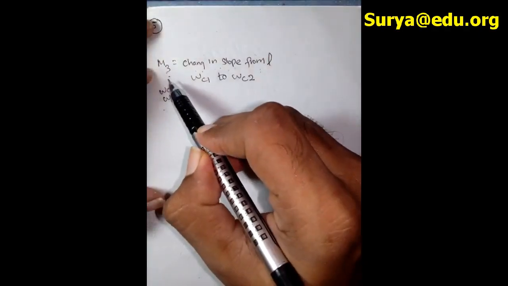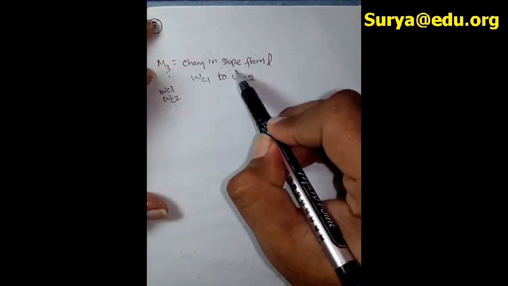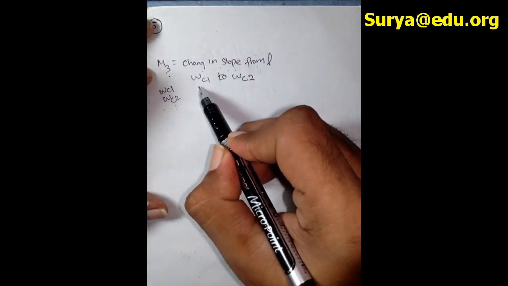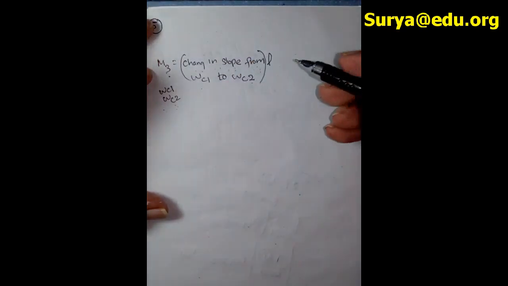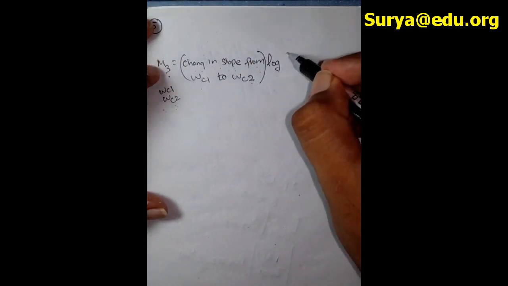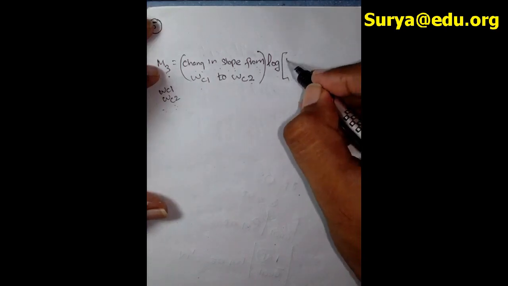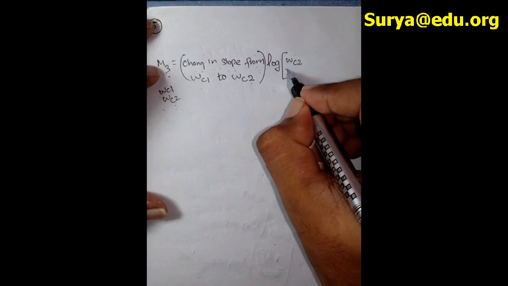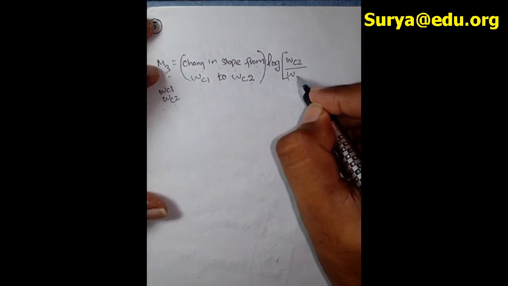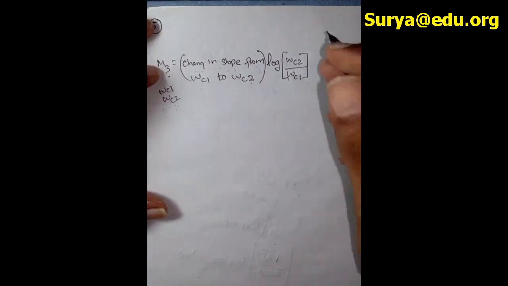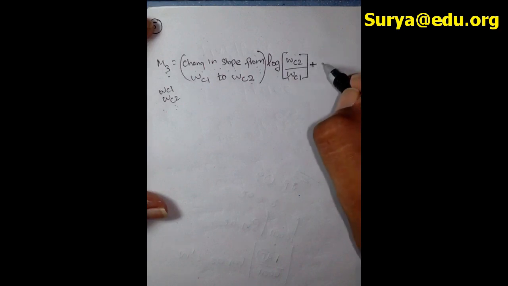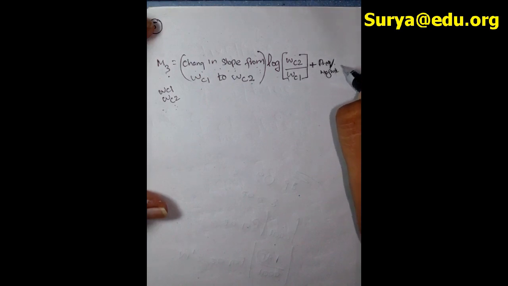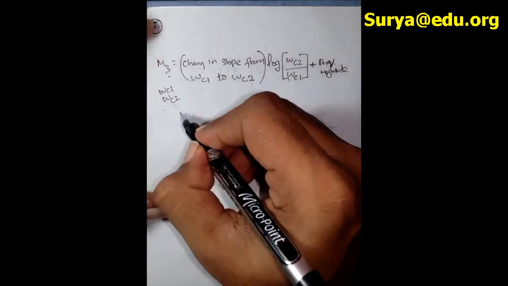So the magnitude M3 equals the change in slope from omega c1 to omega c2 times log of the current frequency, which is omega c2, divided by the previous frequency omega c1, plus the previous magnitude. The previous magnitude. Okay, I will write again.